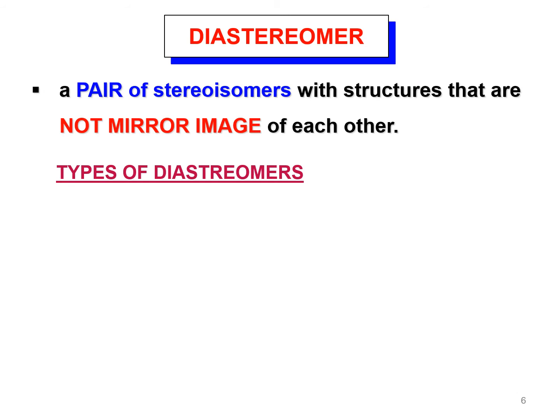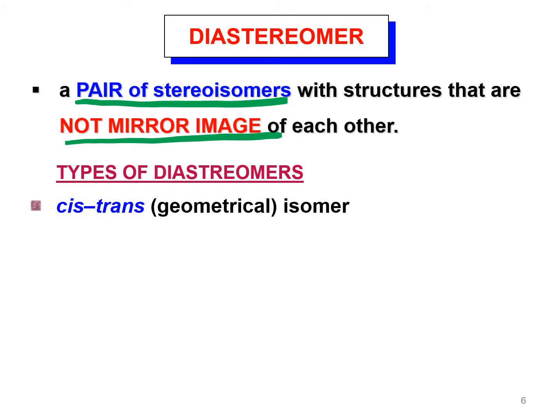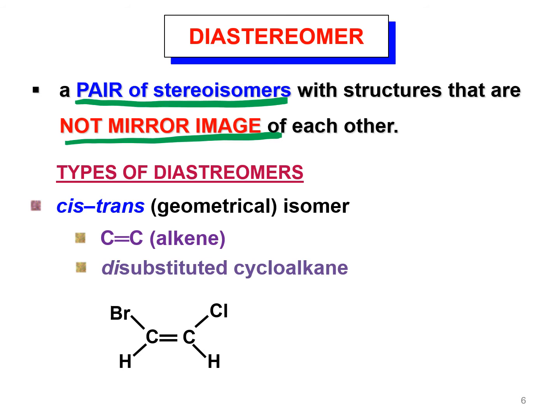Let's learn more about diastereomer. Diastereomer is a pair of stereoisomers with structures that are not mirror image of each other. So the type of diastereomers that we are going to learn is called cis-trans isomer, or another name for that is geometrical isomer. Cis-trans isomer exists in alkene, which has carbon-carbon double bond. This is the example of cis-trans isomer. Or it can exist in cyclic compound, like this example.